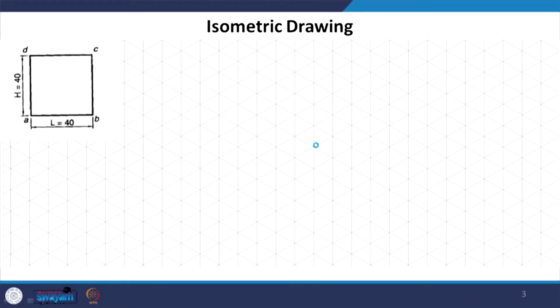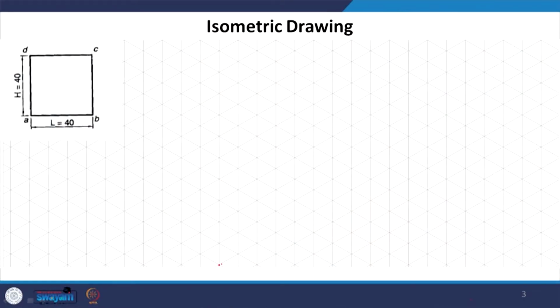Suppose we have a plane which is perpendicular to VP and parallel to HP. It is going to be kept like this, parallel to HP. Suppose this is the origin, this is x, this is y, and this is z. That is what we are going to assume. Now this square plane is parallel to HP. This side is 40, assuming one unit is 10, so 1, 2, 3, 4 units.